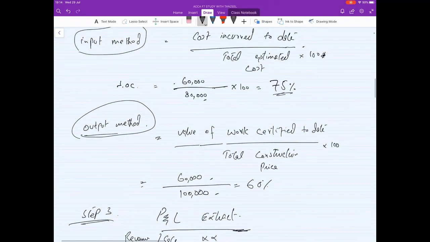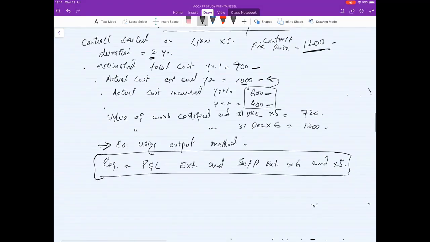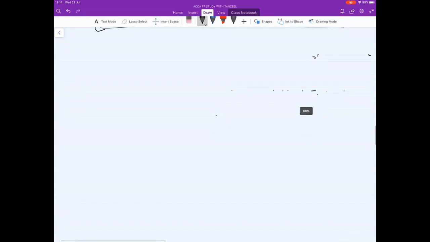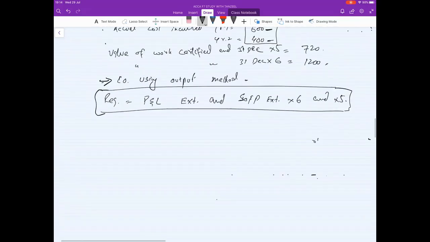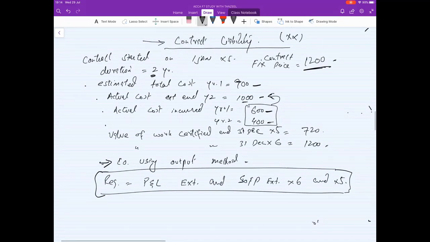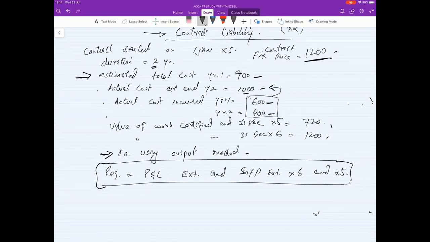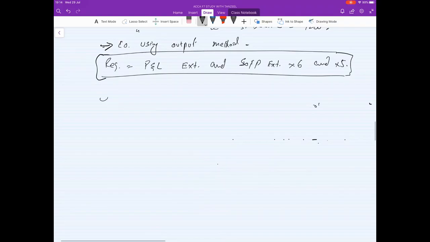I've already discussed the output method. This is the formula for the output method: work certified divided by construction price. So let's do the example now. First thing, we calculate whether it is a profit or a loss. Total price is 1200 and the total estimation is 900. First step is to calculate profit or loss.